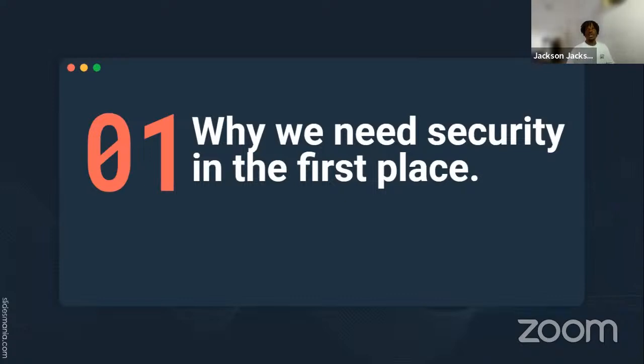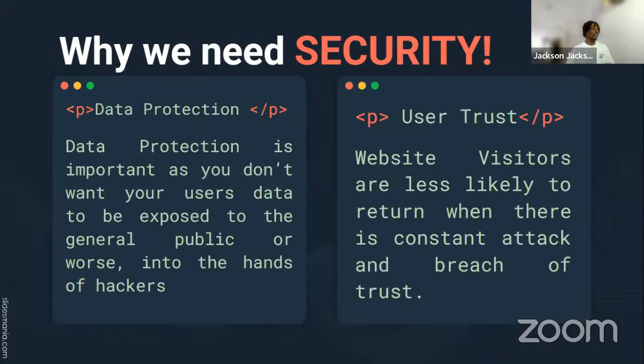So first one, why do we need security in the first place? There are a couple of reasons why we need security for our web applications, but I've been able to tie them down to 4 very important aspects. One of which is data protection. Data protection is very important because you do not want to expose users' data to the general public, or to hackers, because once they have access to this data, they can manipulate it and then use it against your customers or your website visitors.